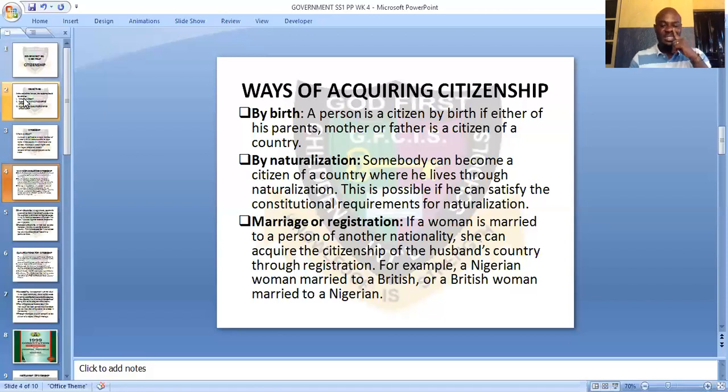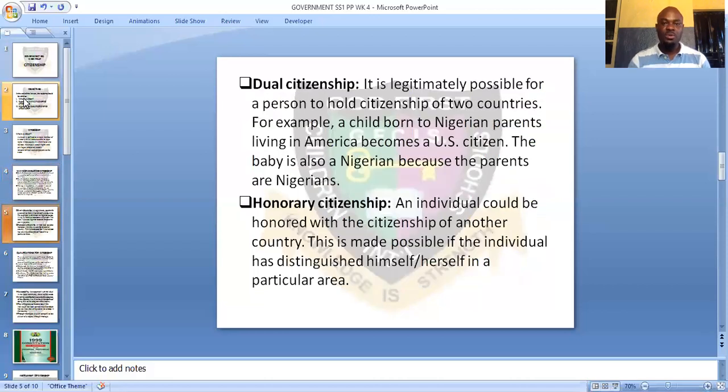Or let's reverse it. A British woman getting married to a Nigerian can acquire citizenship in Nigeria through registration. Okay, we also have another way of acquiring citizenship, which is dual citizenship. It is legitimately possible for a person to hold citizenship of two countries. For example, a child born to Nigerian parents living in America becomes a US citizen, and the baby is also a Nigerian because the parents are Nigerian.